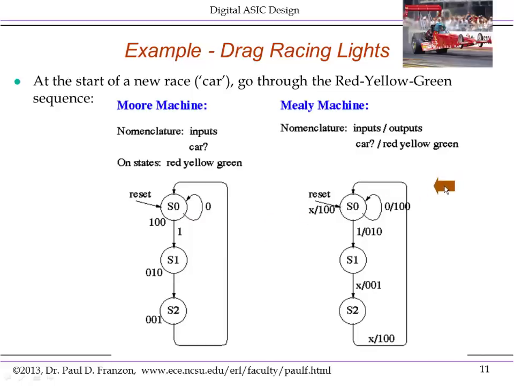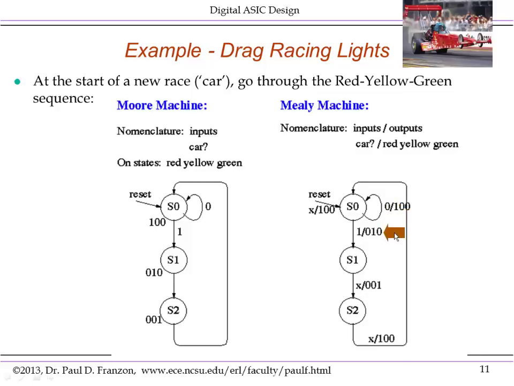On the right, we have the Mealy machine alternative. Recall in the Mealy machines, the outputs depend both on the inputs and on the current state. Thus, you draw the outputs on the branch vectors, not associated with the states. Again, when reset is asserted, we go to state S0. If we're in state S0 and we have no car, the light is red, and we still go back to state S0 on the next clock cycle.